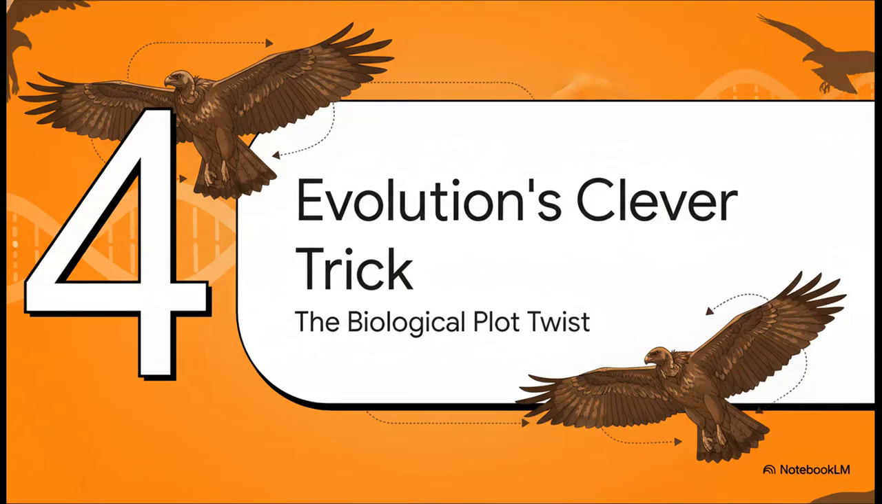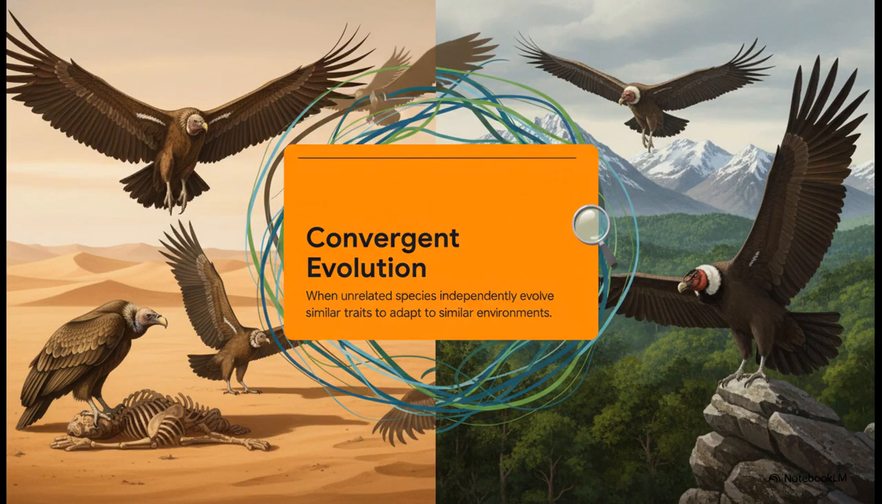But wait, the story gets even cooler than a simple language mix-up. There's a fascinating biological plot twist here. I mean, why do these two completely unrelated birds look similar enough for people to confuse them in the first place? The answer is this incredible idea called convergent evolution. Basically, it's when two totally different species on separate branches of the evolutionary tree independently come up with the same solution to the same problem. And in this case, the problem was, how do you become the world's most efficient, large-bodied garbage disposal?